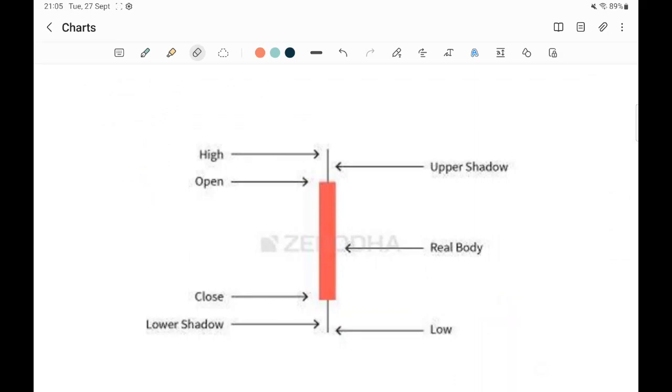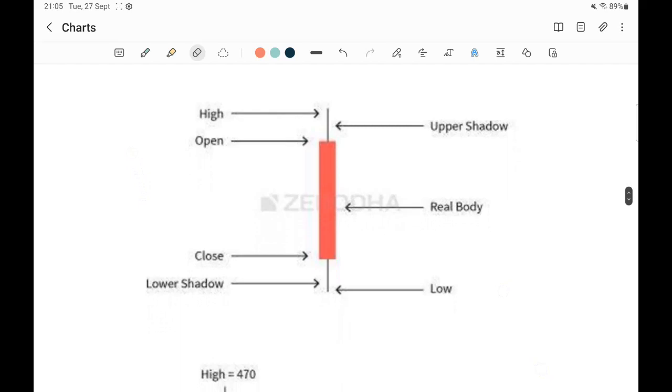Bearish candle is basically what? You can see properly here, the closing price you are seeing is less than the opening price. So that means the closing price is less than the opening price. Due to that, it is called the bearish candle.